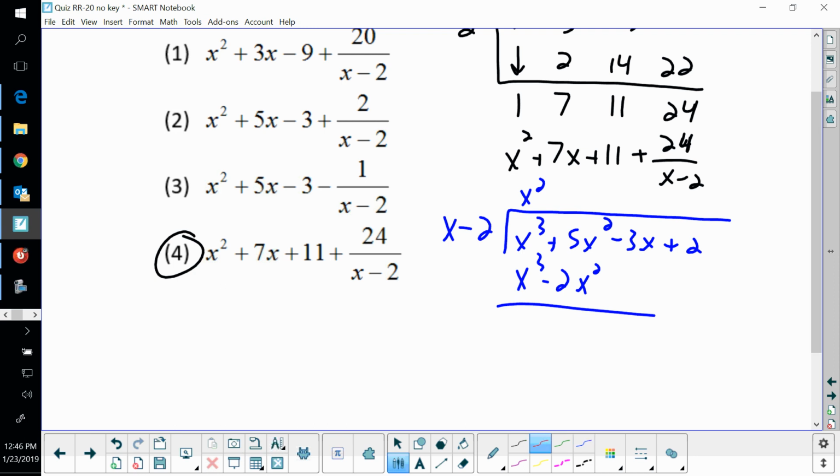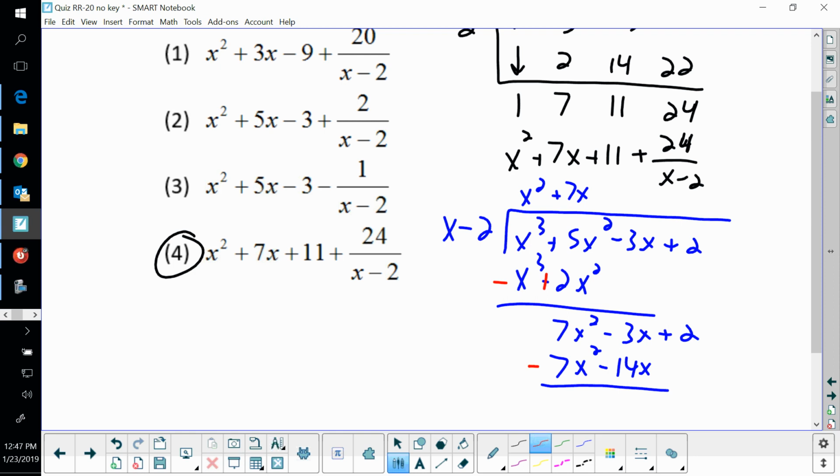We're going to subtract, so we change both the signs. Now we just do whatever the signs say. So x cubed minus x cubed is 0. 5x squared plus 2x squared gives us 7x squared. And bring down the rest. So now what times x gives us 7x squared? That would be a plus 7x. So that's 7x squared minus 14x.